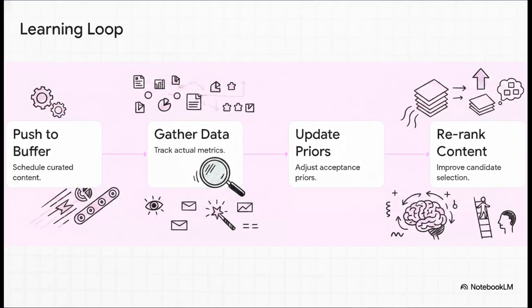So the agent doesn't just generate content, it learns from it. Step 1 pushes your curated, truth-checked content to the Buffer API. Then in Step 2, it gathers real-world data on what you actually published and how it engaged. Step 3 is the secret sauce. It updates what engineers call beta-smoothed acceptance priors. Basically, the system tweaks its own internal formulas. By Step 4, it's automatically re-ranking future content based on your proven past success. It literally adapts to your taste over time.